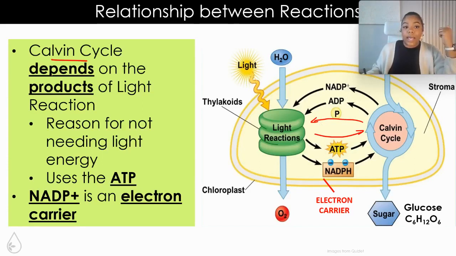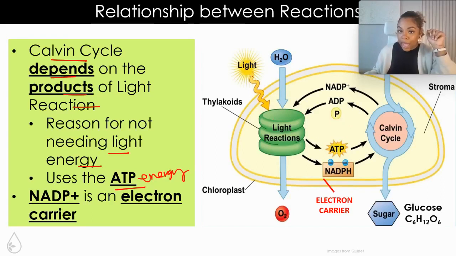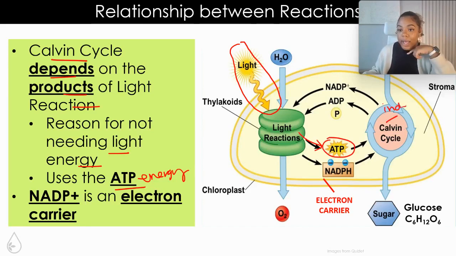It says here, the Calvin cycle depends on the products of light reaction. This is the reason for not needing light energy in the Calvin cycle, because it uses ATP energy. In light reactions, we can see that it takes in light as a reactant, and one of the products is that it's going to make ATP, which is energy. We stated earlier that the Calvin cycle is known as light independent, which means it doesn't need light. However, it still needs energy in order to convert carbon dioxide into glucose. And that's where the ATP comes in.